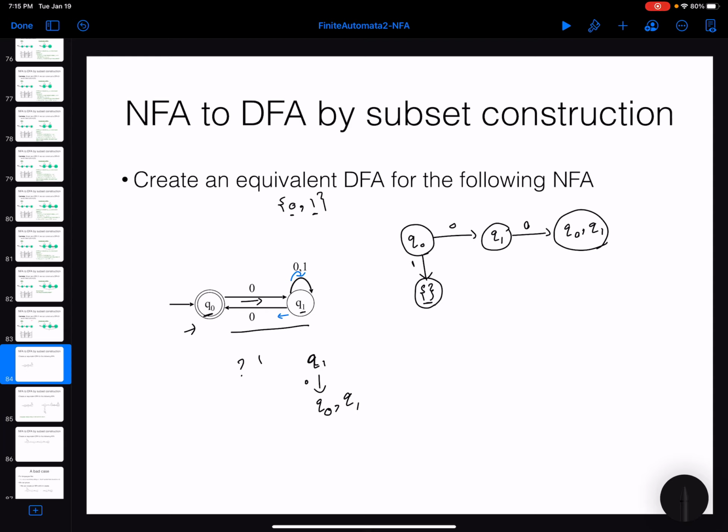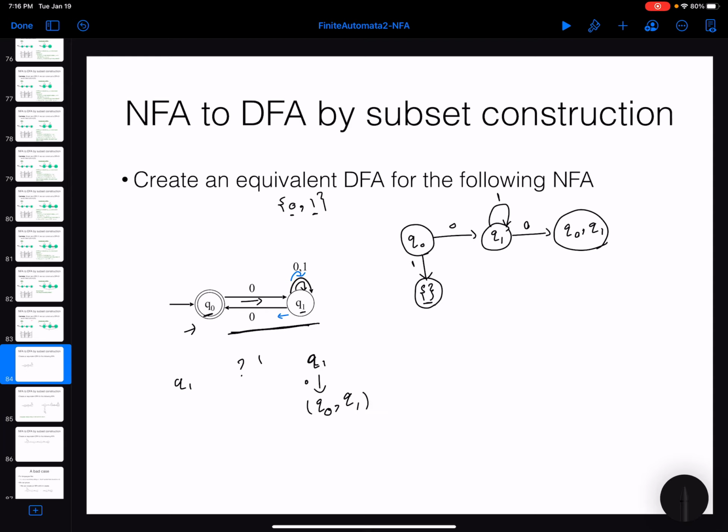What about the transition if you are at Q1 and you see a 1? By looking at your NFA, you will see that the only transition of 1 that you have is just staying at Q1. So I don't need another state for that. I already have a state corresponding to that situation. So this is all the transitions for Q1. I have one more new state, Q0, Q1, for which I need to fill out the transitions.